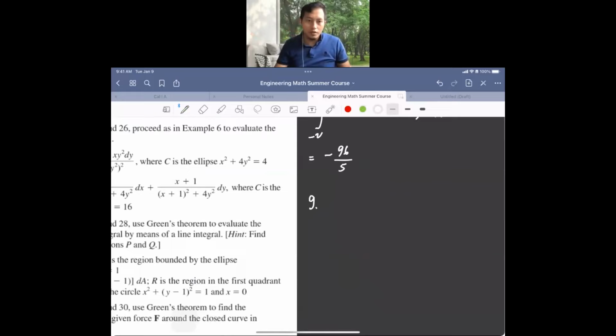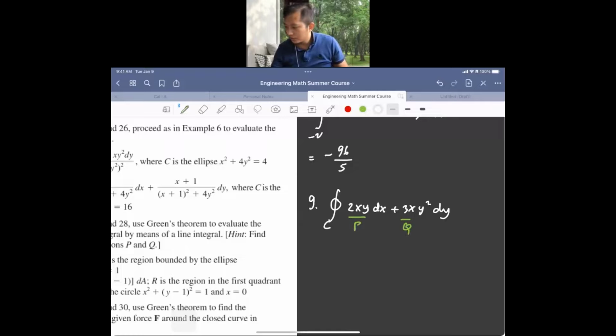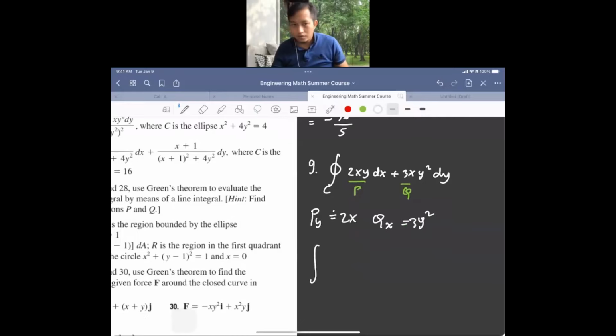So number nine is 2xy dx plus 3xy squared dy. Okay, we could start with P y and Q x. Find these two. And then the solution for Green's theorem is 3y squared minus 2x dA.